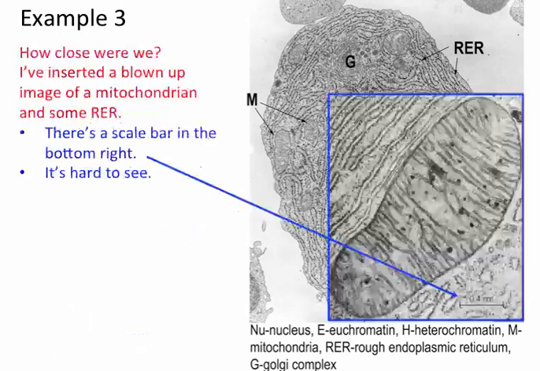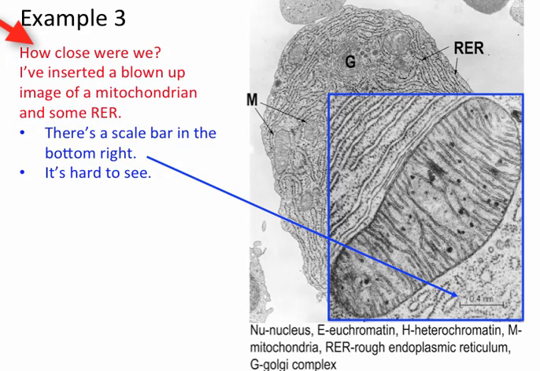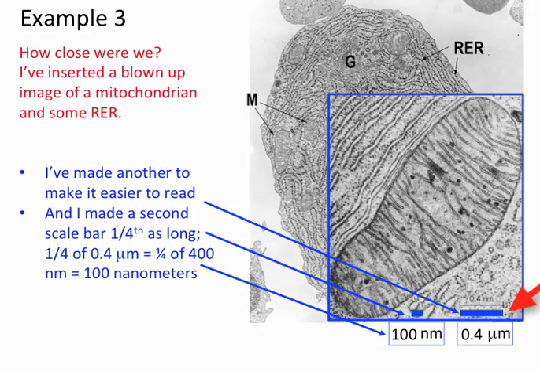Here we can actually check. How close were we? I've inserted a blown up image of a mitochondrion and some rough endoplasmic reticulum here. There's a scale bar in the bottom right where my arrow points. It's hard to see, so I've made it easier to read. I've made another scale bar, the thick blue line right beneath it, and if you can't read it, it says 0.4 microns. I made a second scale bar, 1/4 as long, short blue bar. 1/4 of 0.4 microns would be 1/4 of 400 nanometers equals 100 nanometers. So the short bar is about 100 nanometers.